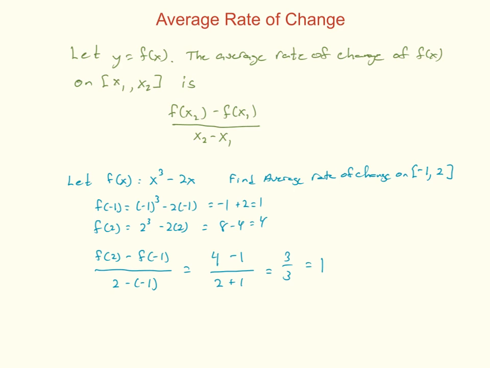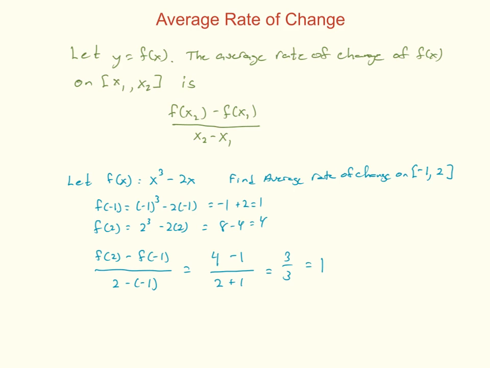So I want to find the average rate of change on the interval from -1 to 2. That's going to be f of 2 minus f of -1 over 2 minus -1. f of 2 is 4 and f of -1 is 1. So I get 4 minus 1 over 2 minus -1, which is 2 plus 1, giving me 3 over 3, which equals 1. So if I were to draw a line that connected the point -1, 1 to the point 2, 4, that line is going to have a slope of 1.